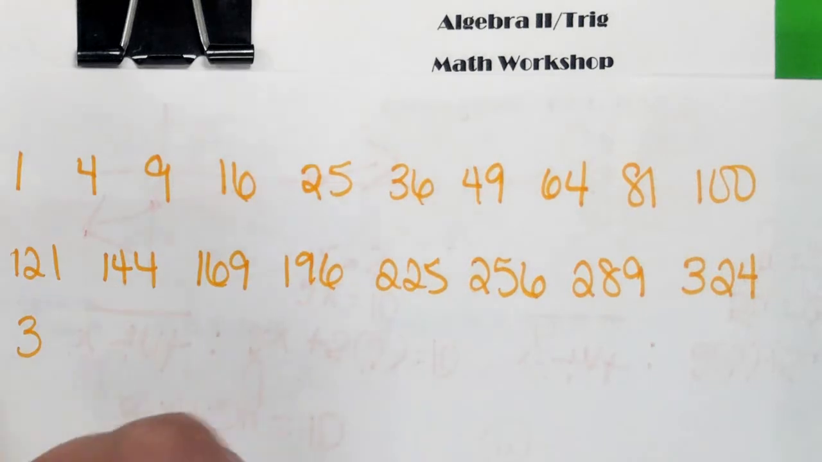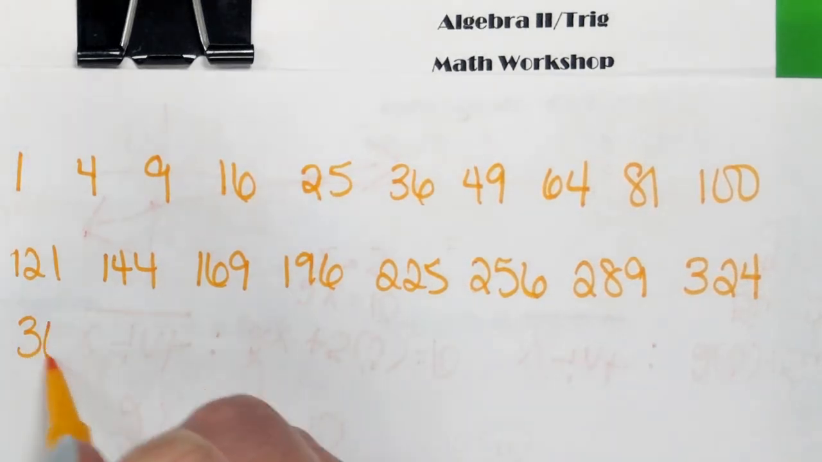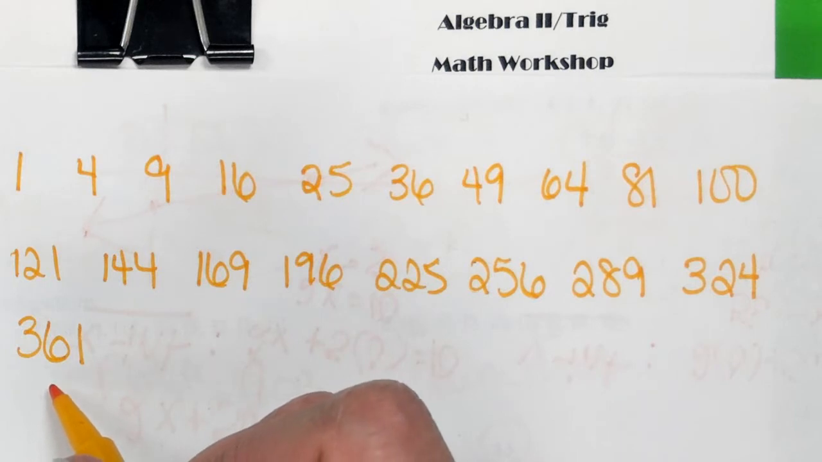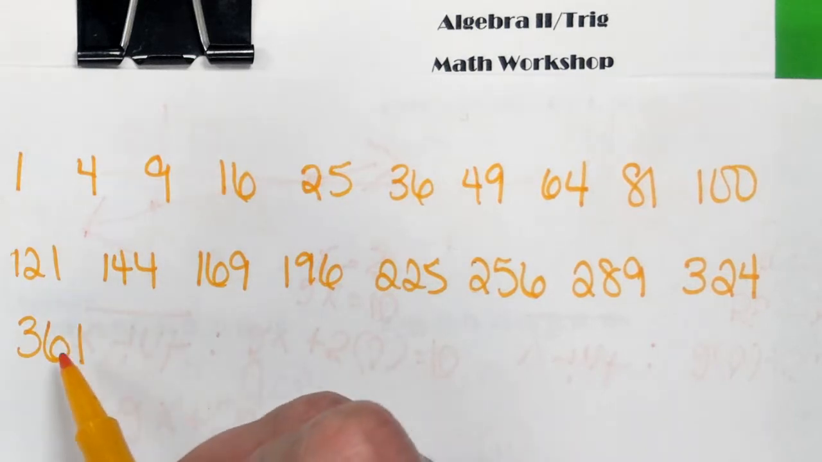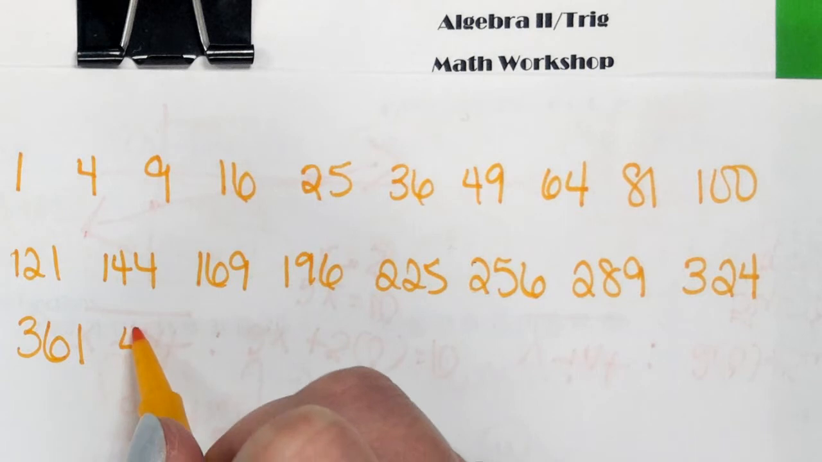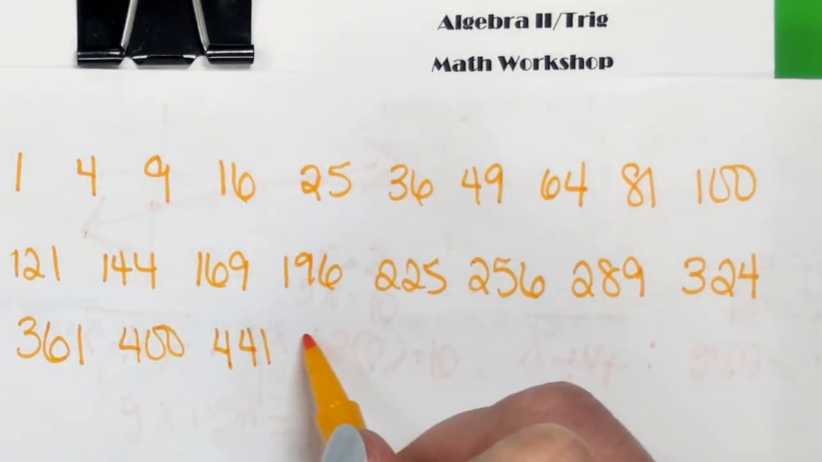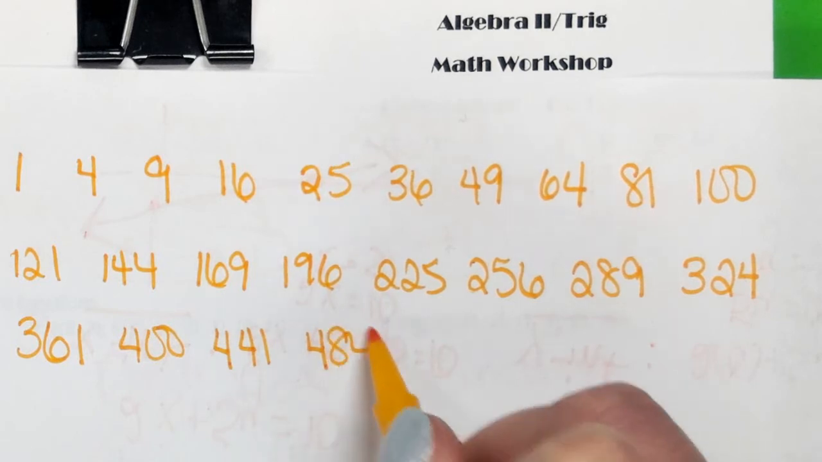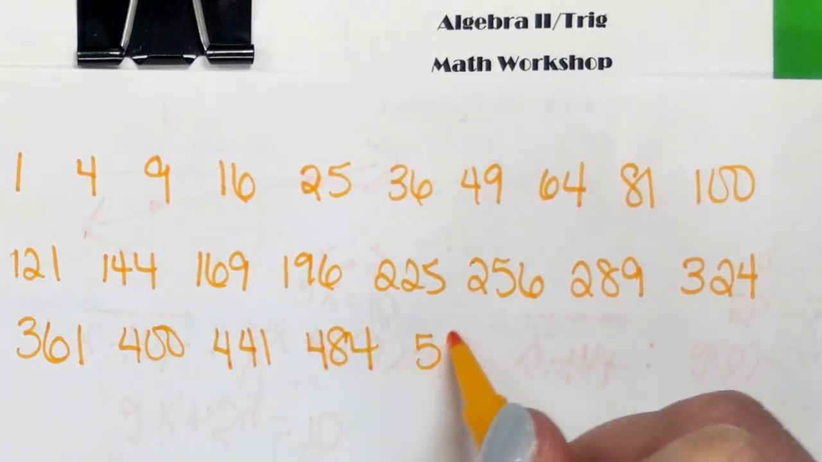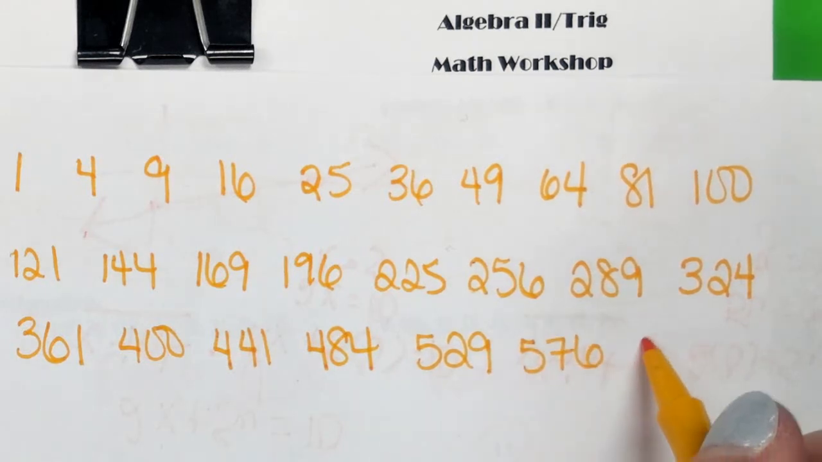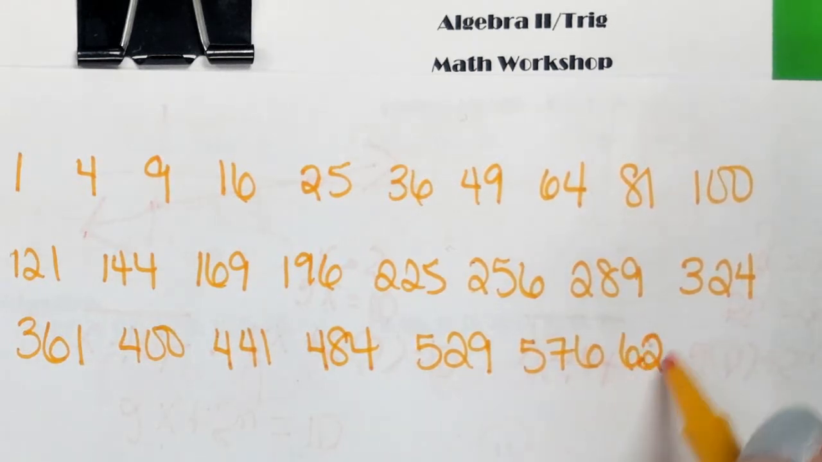So this is 18. And what's 19? 361. Oh, is that what you were saying? This one, 361. I'm sorry, I didn't hear you. What's 20? 20 is easy. 400. What about 21? 441, 22? 484, 23? 529, 24? Yeah, and last one, 25. Ooh, 625. There you go.